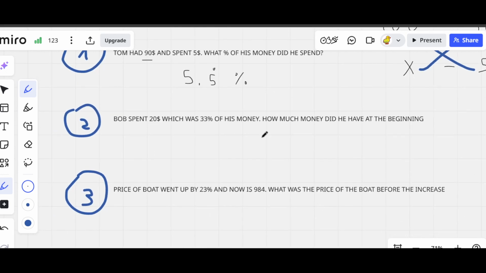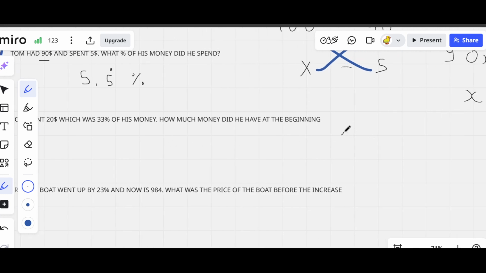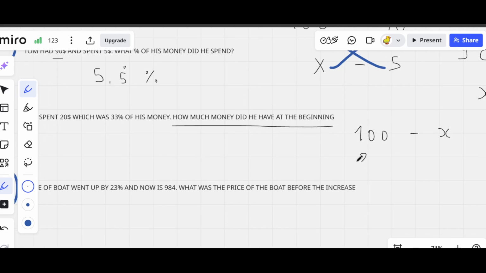Alright, let's jump into the next one. So Bob spent $20 and that was 33% of his money. How much money did he have at the beginning? Alright, so we know that at the beginning he had 100% and that's x. We need to look for it, right? In here we have the percentages, and in here we have the dollars. So $20, that was 33%.